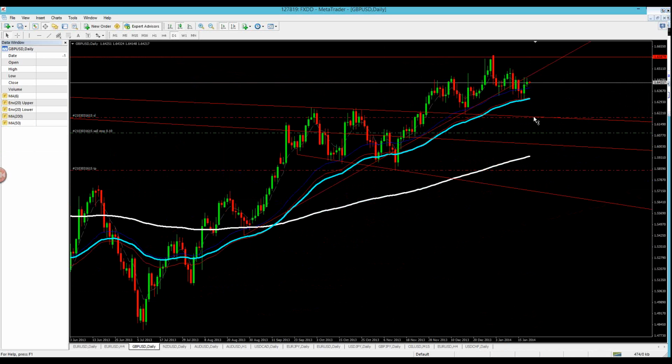It looks like we also are forming a head and shoulders pattern here. This is a shoulder. This is the head. This is another shoulder. And it's given us reason to believe that it's going to obey this trend line. It's going to acknowledge it, and we could very well see a drop on the pound dollar.